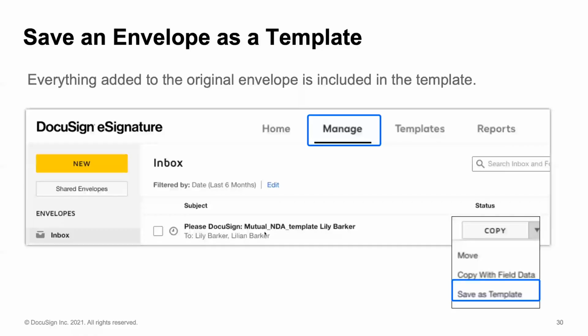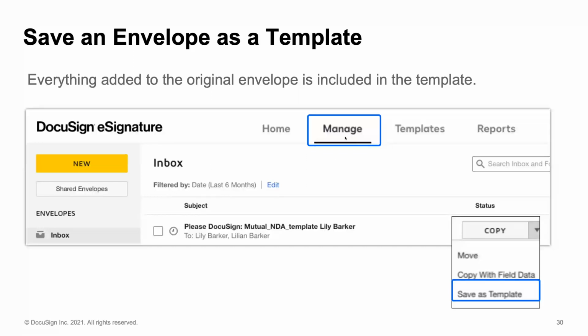So the next thing I want to talk about are some additional ways that a template can be created. So you don't always need to do it from scratch. There's two different shortcuts that I'll show you today. The first is to save a previously sent envelope as a template. This is really helpful if you put a lot of time and effort into sending out an envelope, but then later realize that it might be helpful to have as a template in the future.